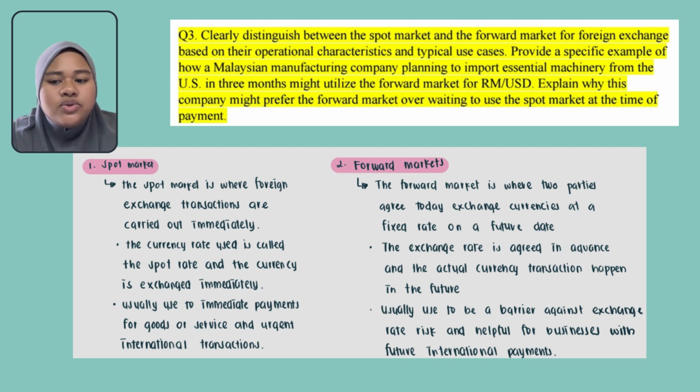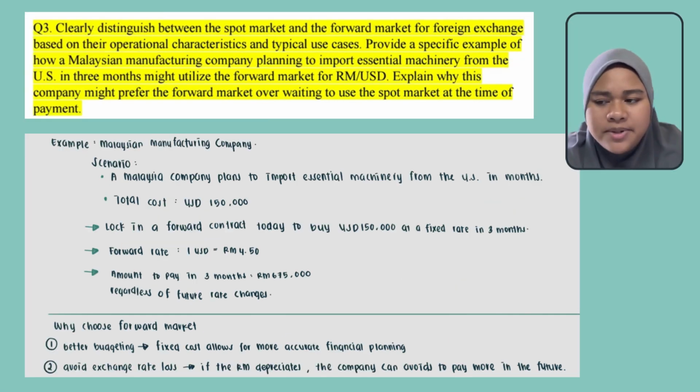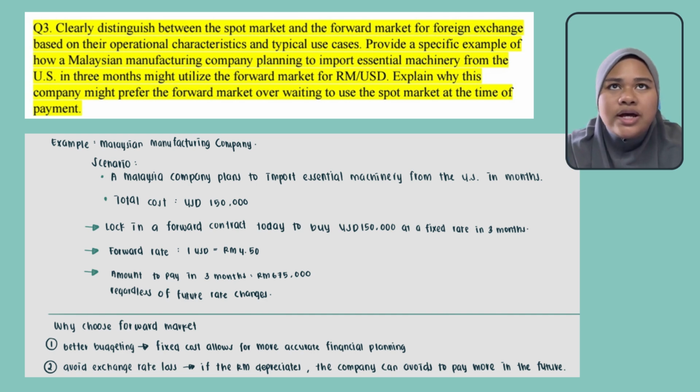Businesses use this market to hedge against exchange rate risk, especially when they expect future payments or receipts in foreign currency. For example, a Malaysian manufacturing company plans to import essential machines from the US in 3 months. The total cost is about $150,000. They lock in a forward contract today to buy $150,000 at a fixed rate in 3 months. So the forward rate is about $1 equal to 4 ringgit 50 cents.